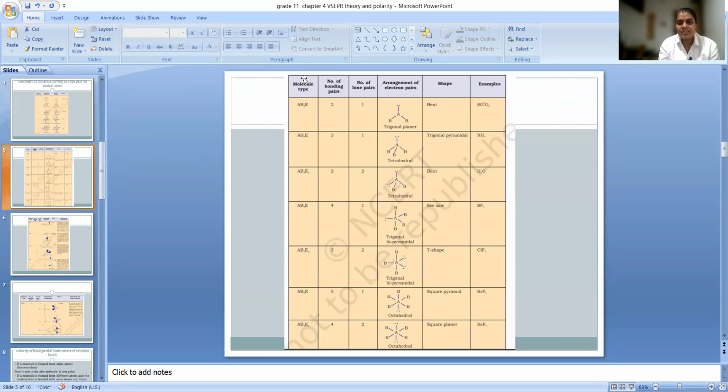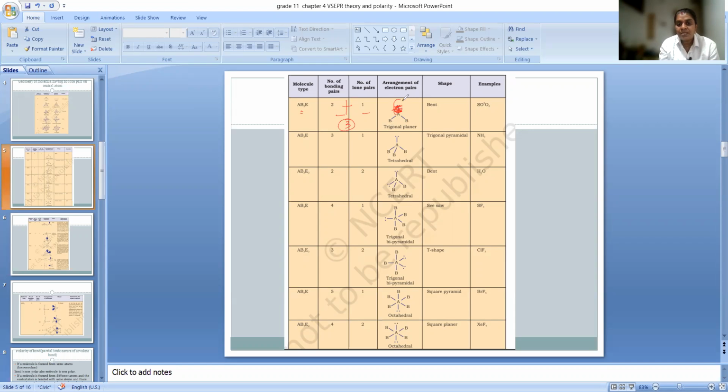So the first case is AB2E. AB2E means two bond pairs and one lone pair. So 2 plus 1, 3. In total, 3 pairs of electrons are there. So we will expect a trigonal planar geometry. But this lone pair we cannot count, right? The lone pair here we cannot count. So the shape will be bent.